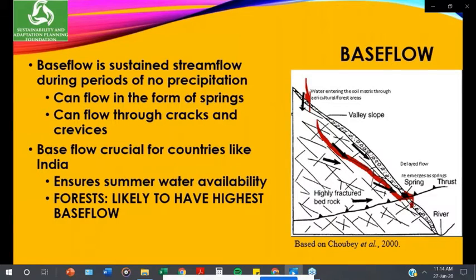Now, this is an example that I'm showing you for a valley slope, but this is a very common phenomenon even in the plains, even with slight topographical alterations. And forests have been known to retain a lot of moisture and lead to better base flows as compared to other land uses. And these base flows are very, very important for a country like India, where we get almost 75% of our rainfall within a few months. So these base flows can help sustain our rivers for longer, even after monsoons.